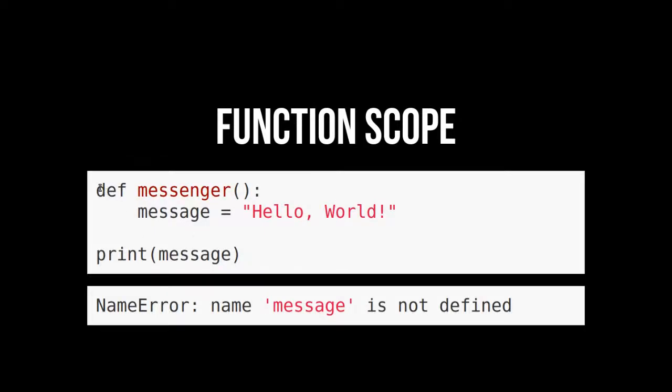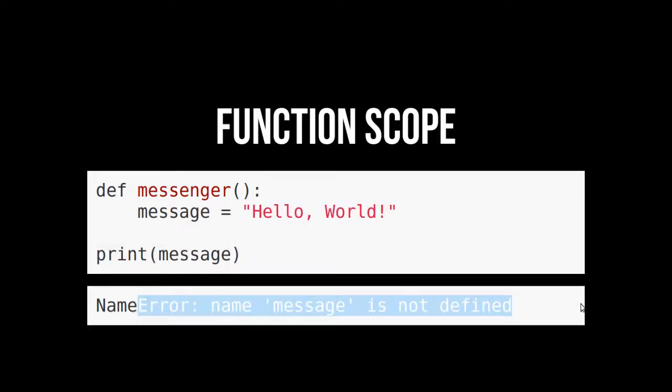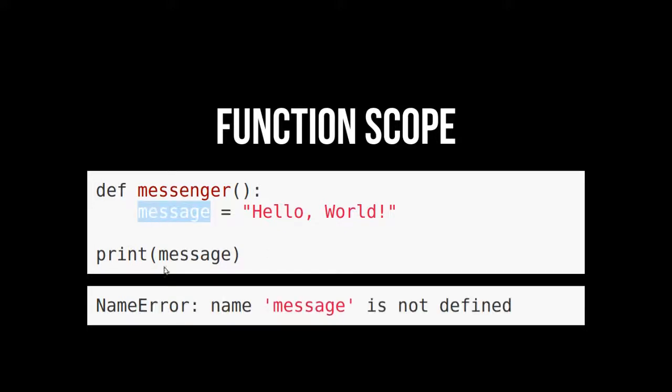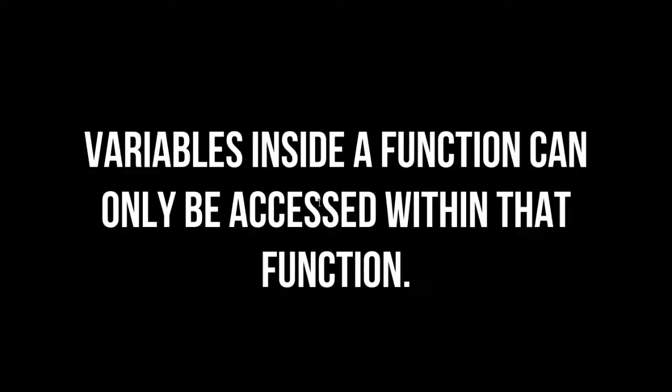We've got a function here, and it defines a variable inside of it that is a string saying hello world, and then outside of that function we try to print out that variable, and of course that will not work because that is not defined, because this is out of scope. Variables inside a function can only be accessed within that function. Hopefully that makes sense. It's how we have these different kinds of scopes of global and local.